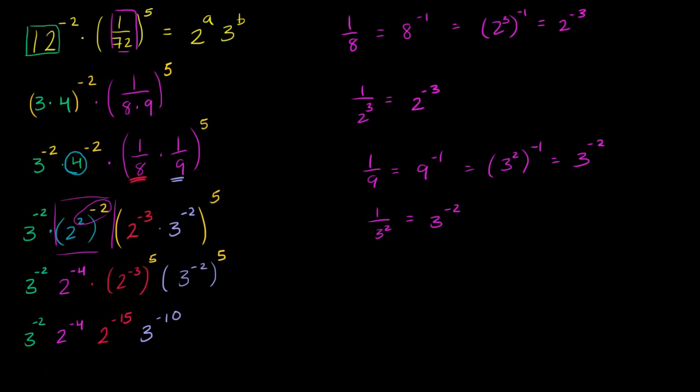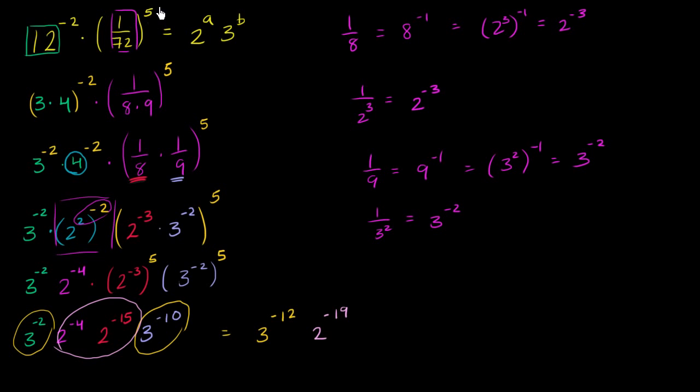And so what's this going to be equal to? Well, if we multiply this one, let me do this in a new color. If we multiply 3 to the negative 2 times 3 to the negative 10, we have the same base. We would add the exponents. So that's going to be 3 to the negative 2 plus negative 10, which is the negative 12th power. And then we have a 2 to the negative 4 times 2 to the negative 15. That's going to be 2 to the negative 19th power. And we want that to be equal to 2 to the a.